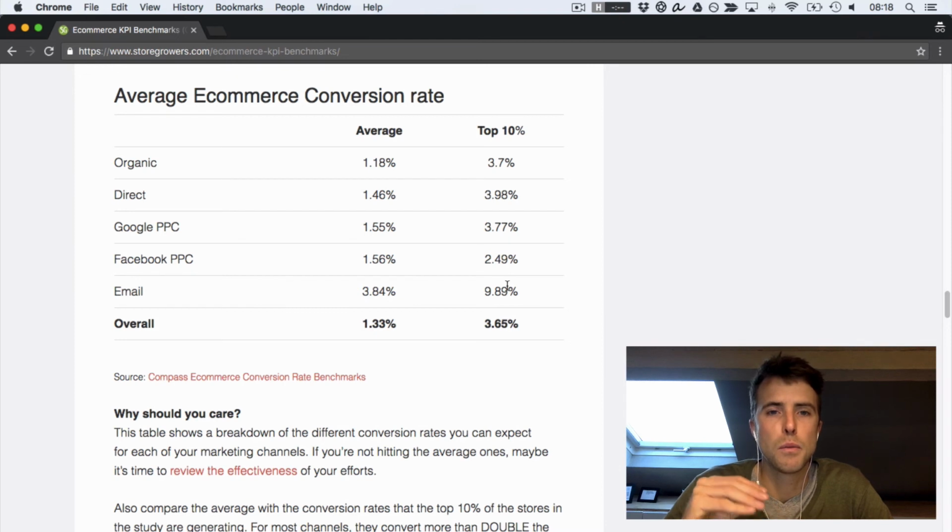But what I want you to take away from this is that there's a huge difference between really well-performing stores and average performing stores. So know that probably the top players in your industry are more towards that top 10%. So if the numbers don't make sense for you, your top competitors might have found a way to make them work.